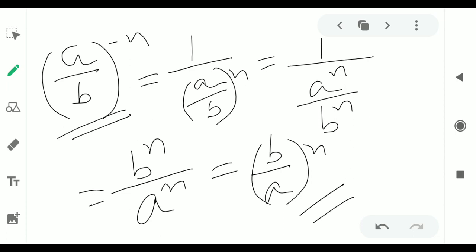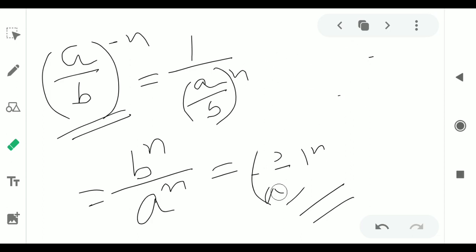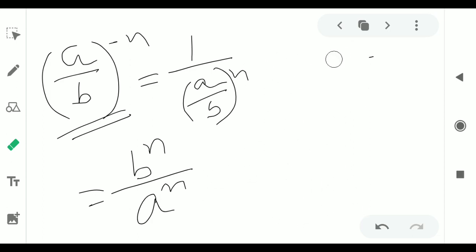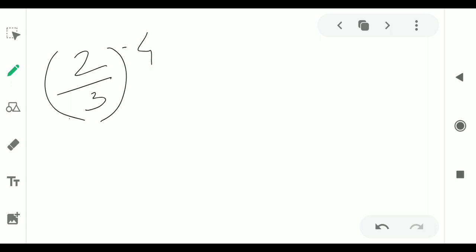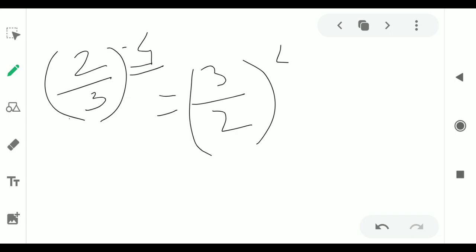Did you understand, students? Let's go through one example. Suppose 2 by 3 whole to the power minus 4. As per the property, we can directly reverse the number, so we can write 3 by 2 whole to the power 4. Understand? So this is your fourth property.